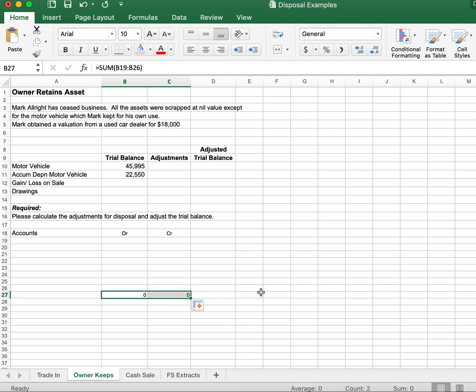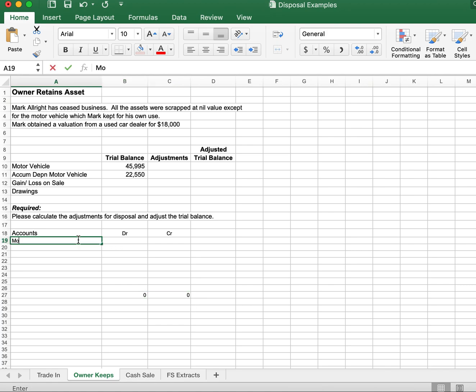In this scenario, it tells us Mark Allright has ceased business. All the assets were scrapped at nil value except for the motor vehicle, which Mark kept for his own use. Mark obtained a valuation from a used car dealer for $18,000.